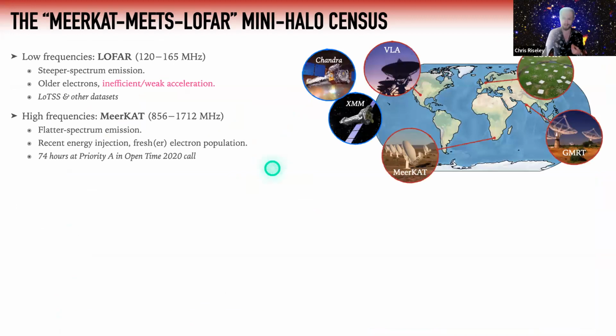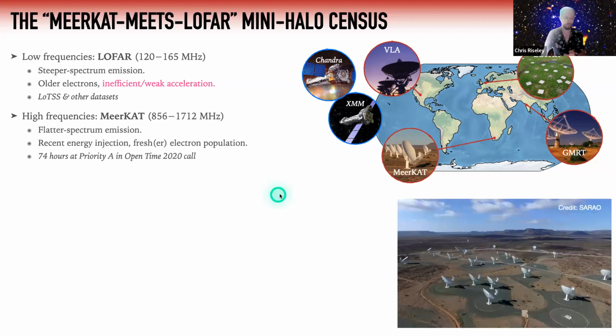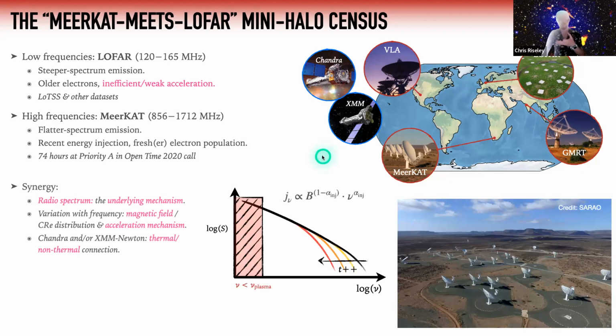So between MeerKAT and LOFAR, which as you well know are on opposite sides of the world, we take LOFAR, probably the most powerful low frequency telescope at the moment, and we combine that with MeerKAT, probably the most powerful mid frequency telescope at the moment. And then we use these data sets together, combined with archival VLA and GMRT data, plus uniformly selected Chandra and XMM data. We synergize them, and we get these insights into the radio spectrum.